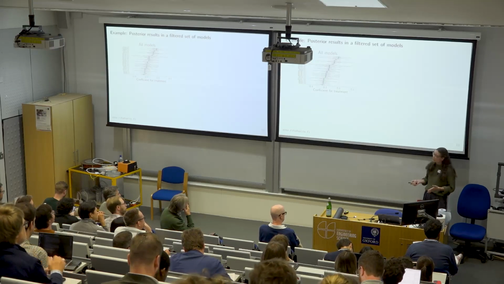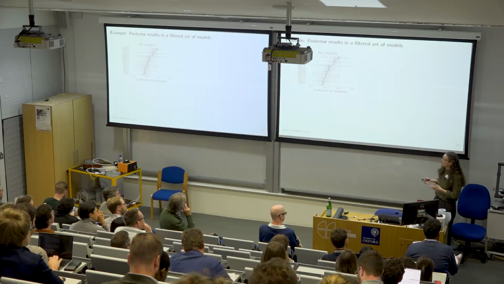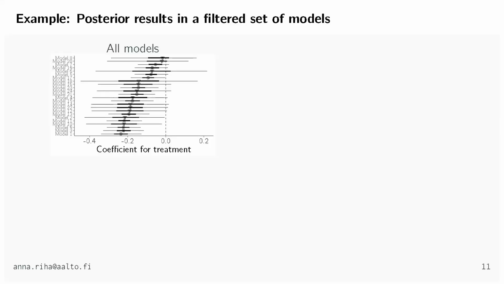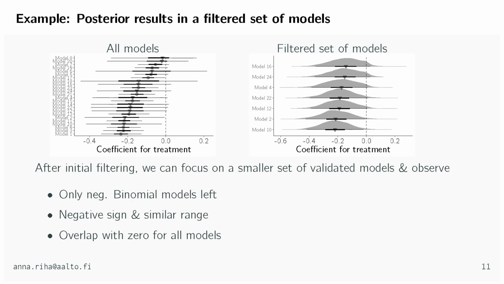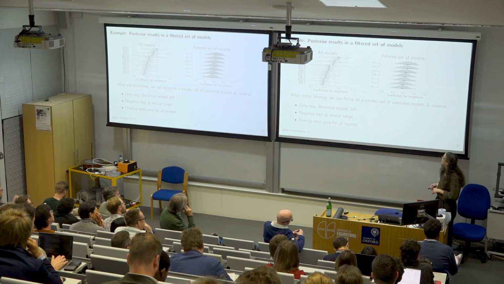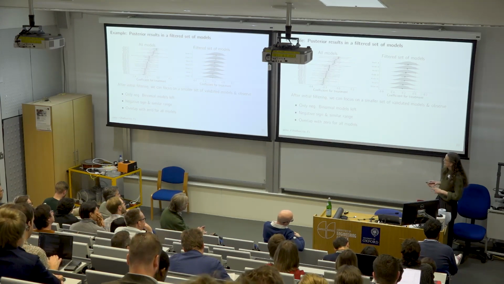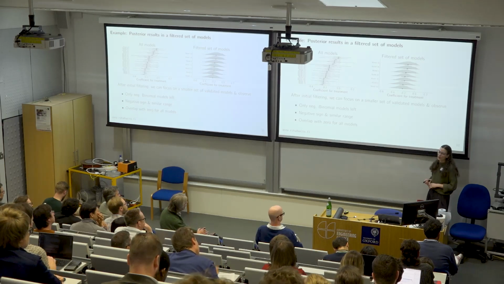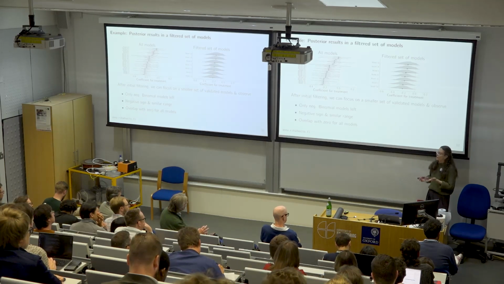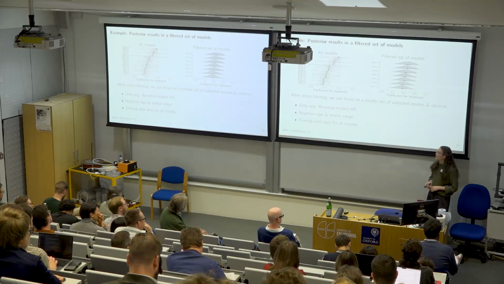So back to the example, we had all of those models. We saw a range of conclusions. We can apply the filtering, and we end up with a smaller set of models. Here we move from 24 models to 7 models, and we can see that those differences that we saw before vanish. So we have validated the set of models. We are left with only negative binomial models. In this case, they all show a negative sign, roughly similar range, but also all show overlap with 0. So likely we would conclude that given those models and given the data, we cannot really draw any strong conclusions about the effect of treatment here.